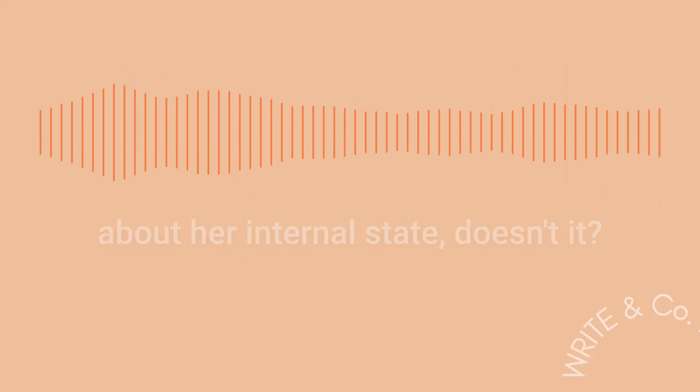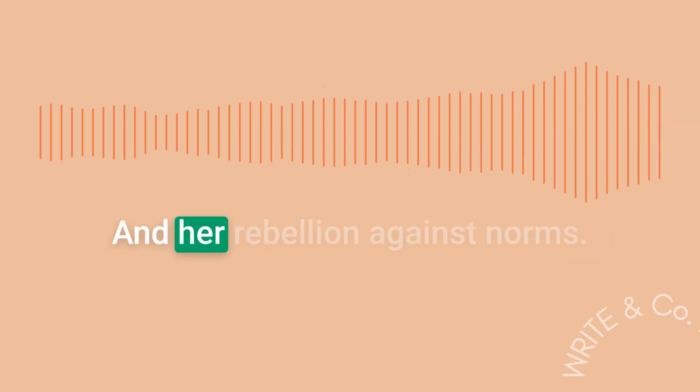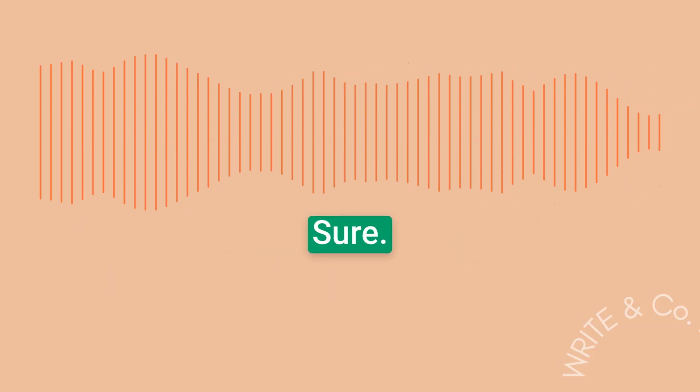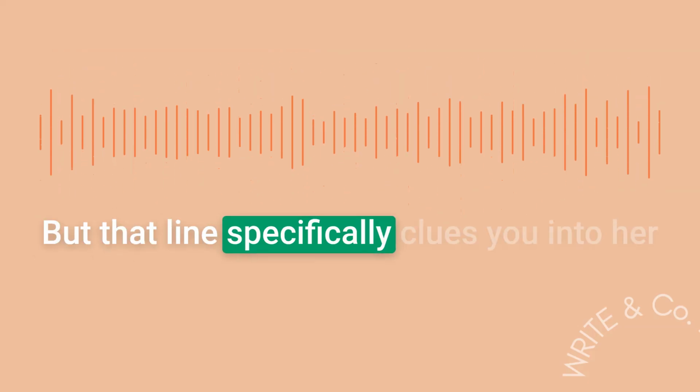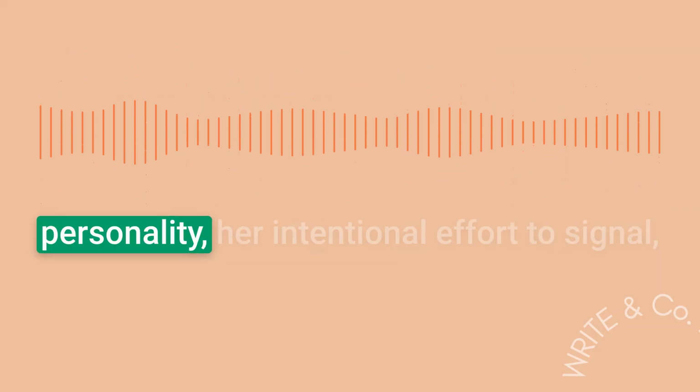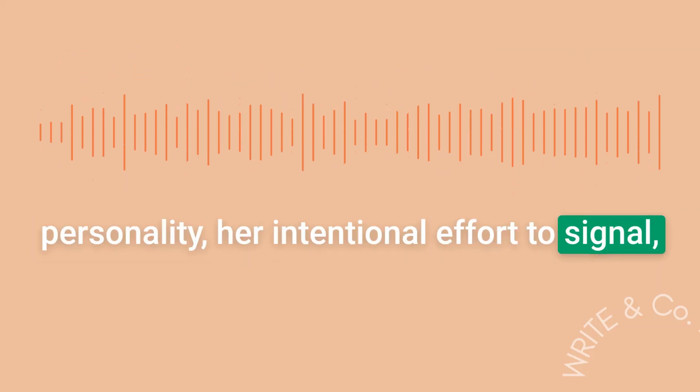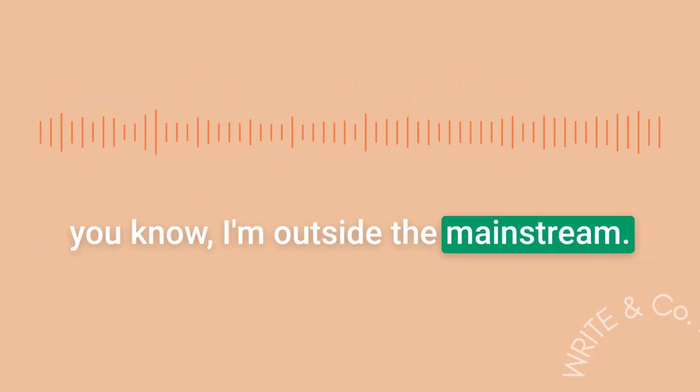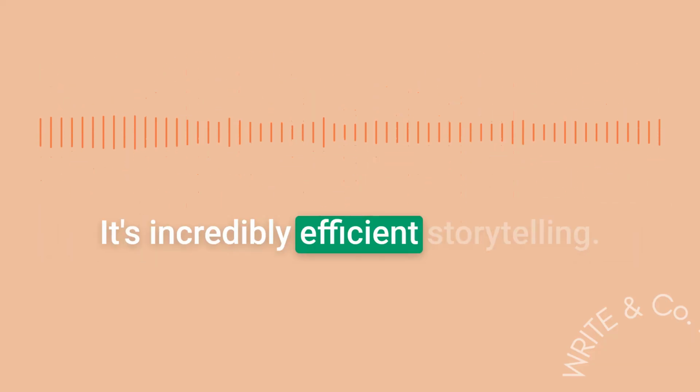Well, it immediately tells you about her internal state, doesn't it? And her rebellion against norms. You see the baggy dress, the old car, sure. But that line specifically clues you into her personality, her intentional effort to signal, I'm outside the mainstream. It's incredibly efficient storytelling.